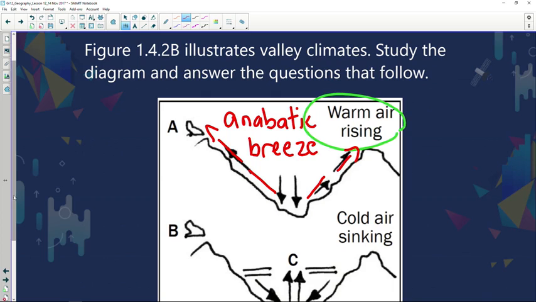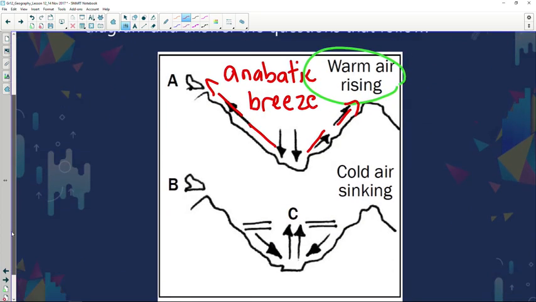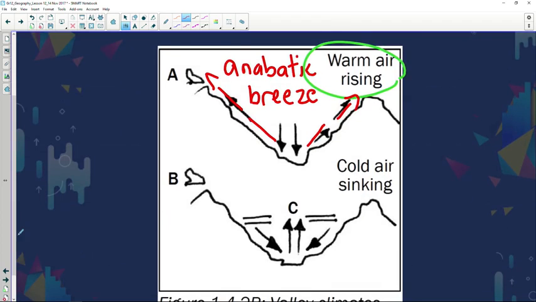Now, if you look at diagram number B, it's cold air sinking. Now, when the air usually sinks, during nighttime or daytime? During nighttime. So we can identify B as a katabatic breeze. As you can see, the air sinks, and very importantly, you can see what happens over here. The warm air has been uplifted.